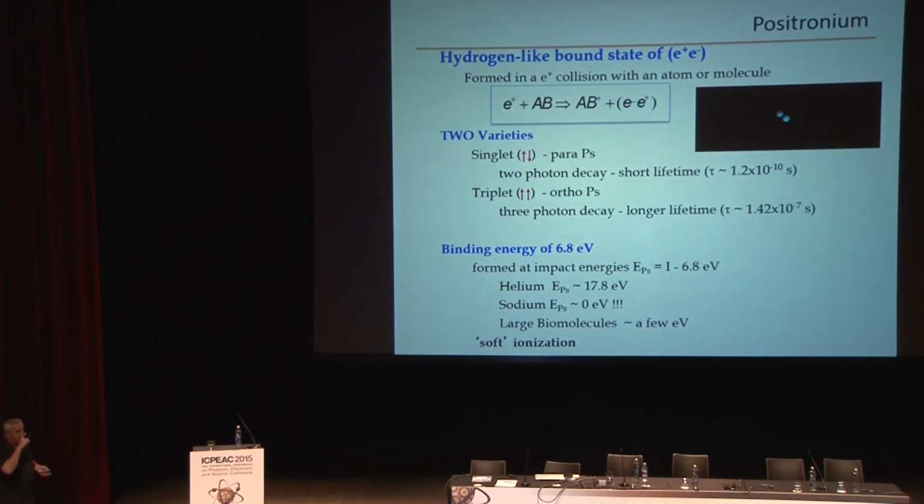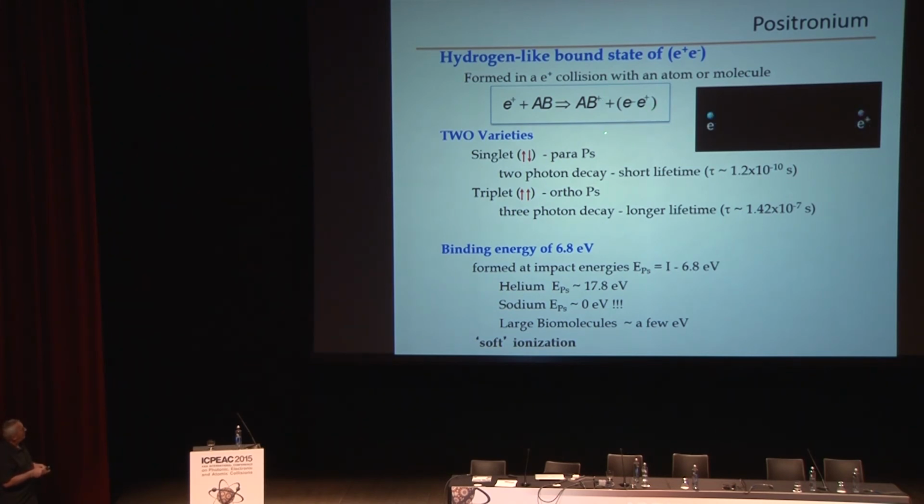Before saying anything about some of the results, I'd just like to touch on this special beast, positronium. Positronium is a hydrogen-like bound state of an electron and positron, formed in a scattering interaction with an atom or molecule, where the positron strips off an electron and leaves the atom or molecule ionized.